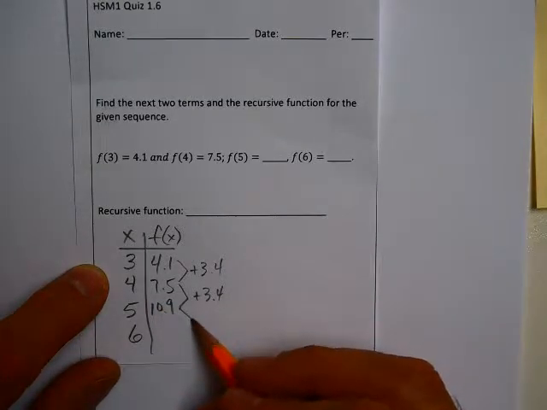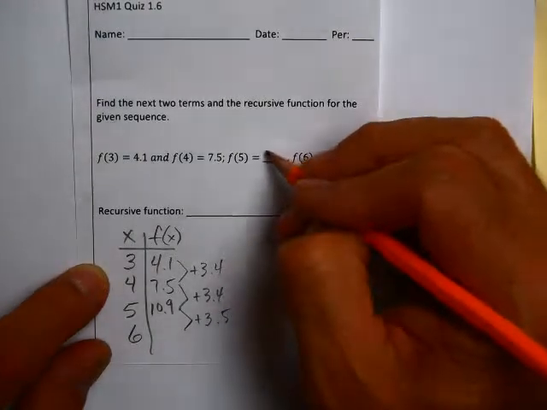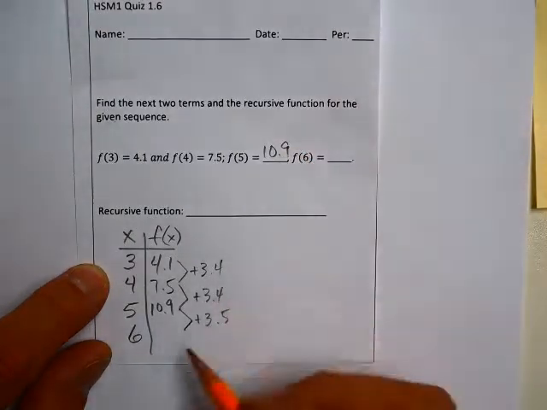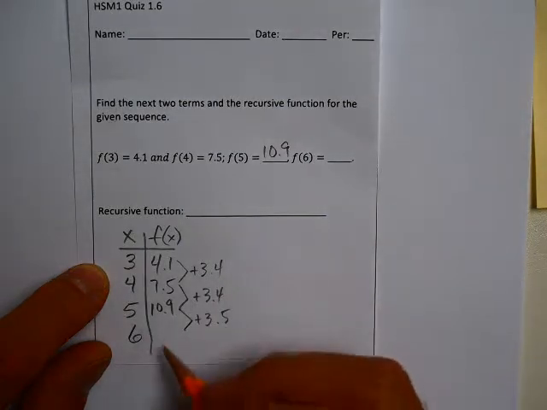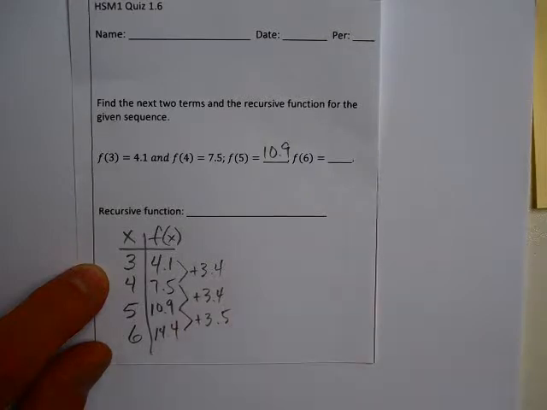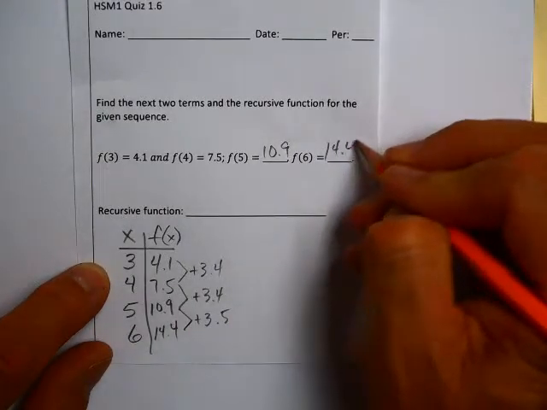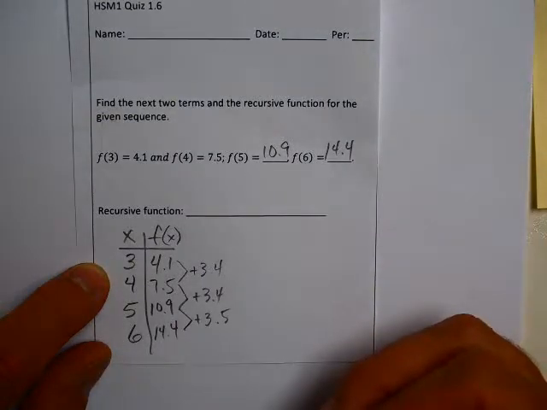And again, I would add another 3.4, and we can keep this going as long as we want. But this gives me the two numbers here. I got 10.9, and that's going to be 14.4 if I'm not mistaken. 14.4, that fills in those two spots.